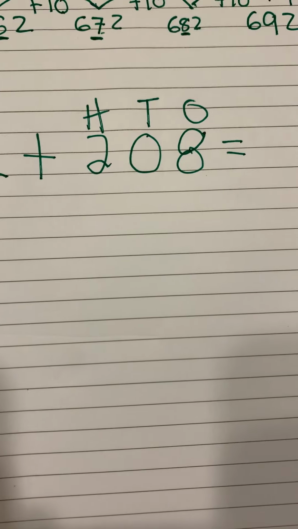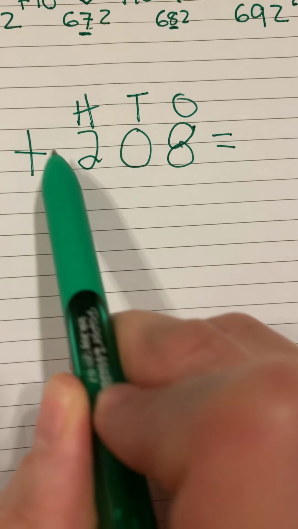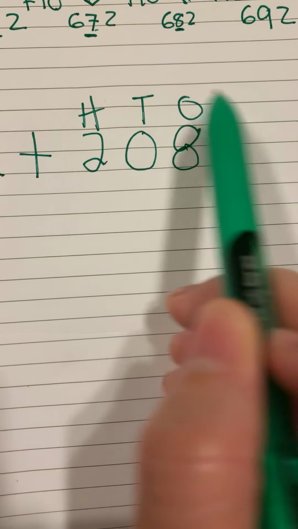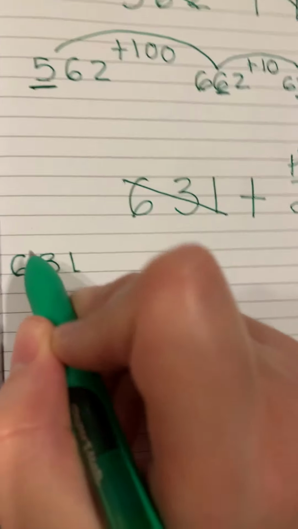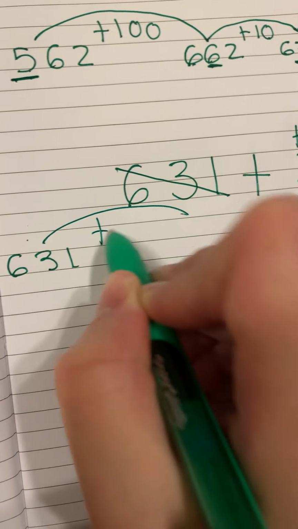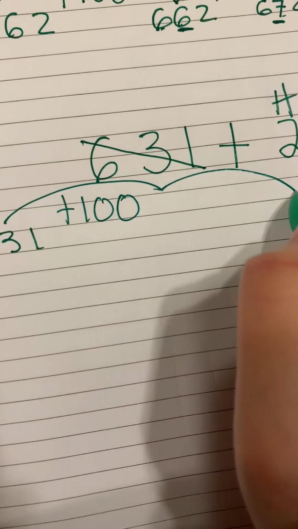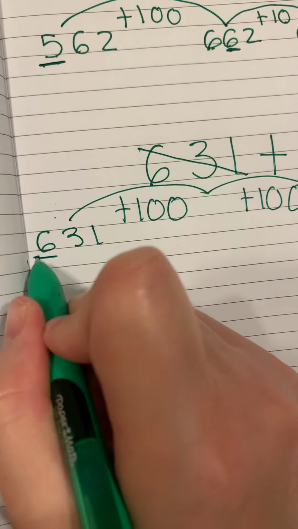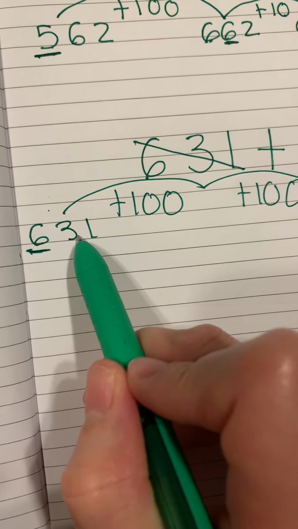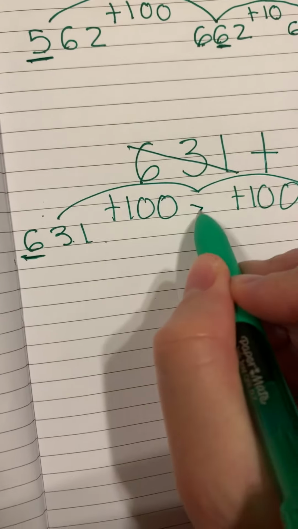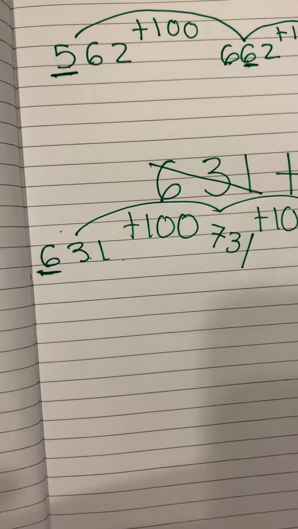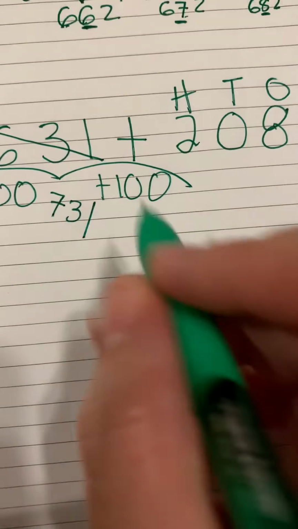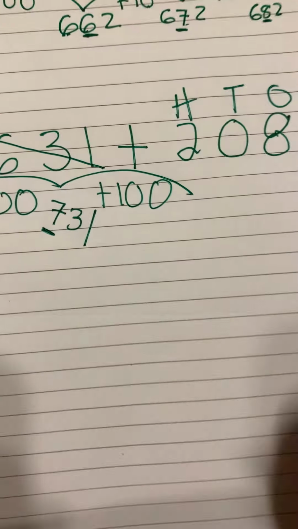Ones, tens, hundreds. So let's go ahead and start with the hundreds jump, which is going to be the biggest jump because the hundreds place value is the biggest out of the tens and ones. So let's go ahead and do plus 100, plus 100. Let's go ahead and underline the hundreds place, which is the 6. 631 plus 100 more is 731. And we're going to underline the hundreds place because we're adding 100 more.